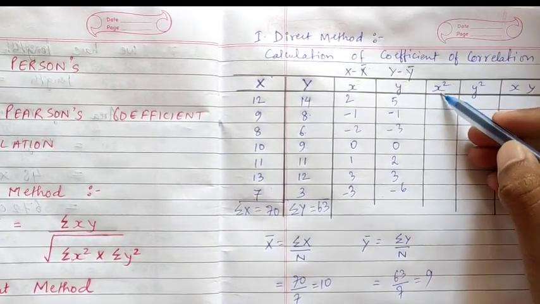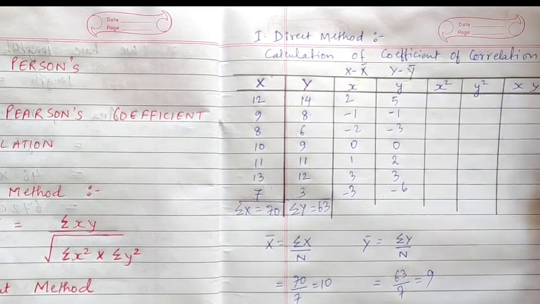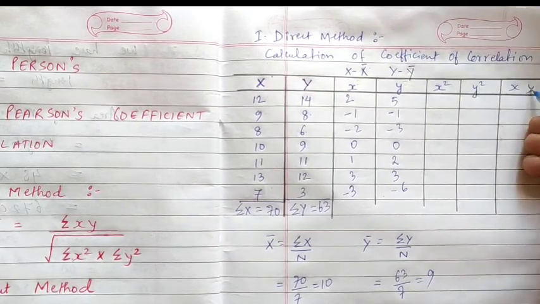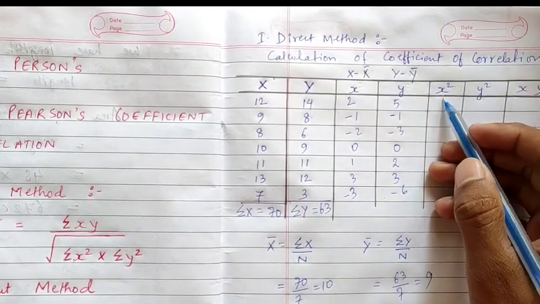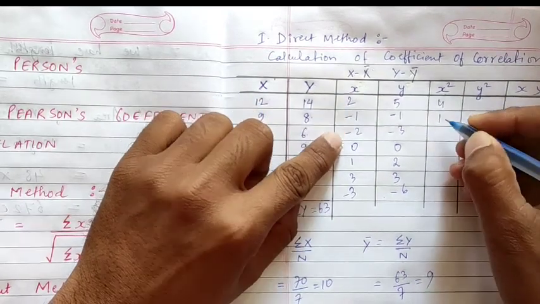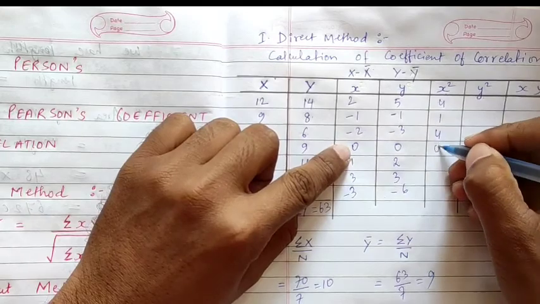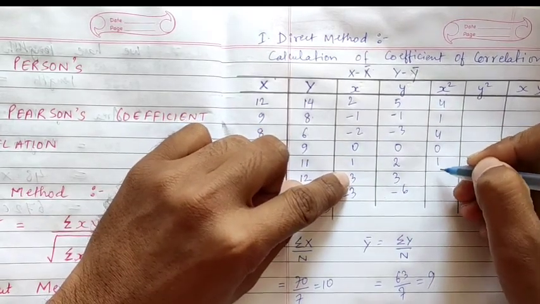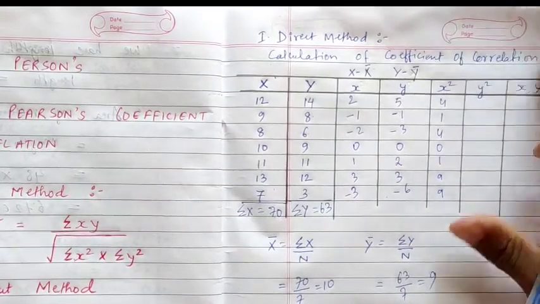Clear? Now we need to find x square and y square. Clear? And then afterwards we also need x into y. Clear? Now x square: 2 square is 4, 1 square is 1, 2 square is 4. So minus minus become plus. 0 square is 0, 1 square is 1, 3 square is 9, and 3 square again 9. Clear? I think up to here it's clear.